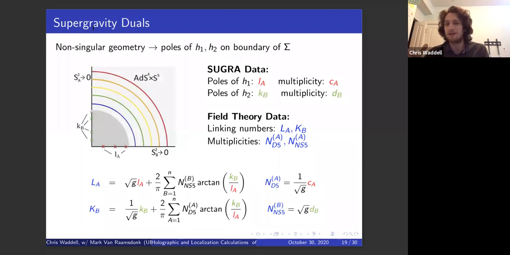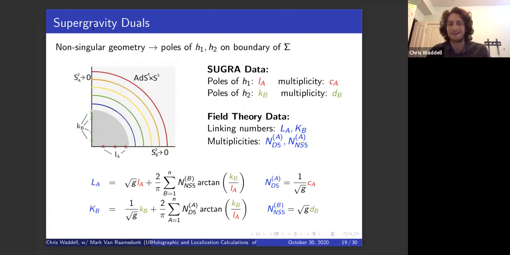So in general, these two harmonic functions, which I've called H1 and H2, are completely determined by their pole structure. So in particular, we just have to specify the locations and the multiplicities of the poles. And already from the fact that the full 10-dimensional geometry needs to be non-singular, we can determine that these poles have to occur on the boundary of the Riemann surface. So here I've shown the Riemann surface, which canonically we can take to be the first quadrant of the complex plane.